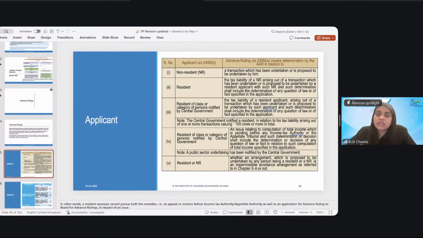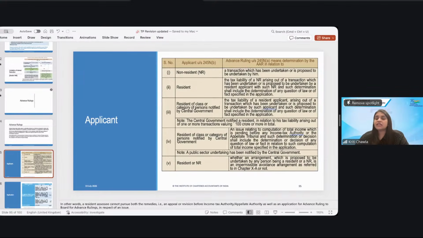Or it can be a resident or class or category of person notified by the central government. For them, the tax liability of the resident applicant arising out of the transaction which has been undertaken or proposed to be undertaken by such applicant, and such determination shall include the determination of any question of law or fact which is specified in the application. The central government has notified a resident in relation to tax liability arising out of one or more transactions valuing INR 100 crore or more in total.